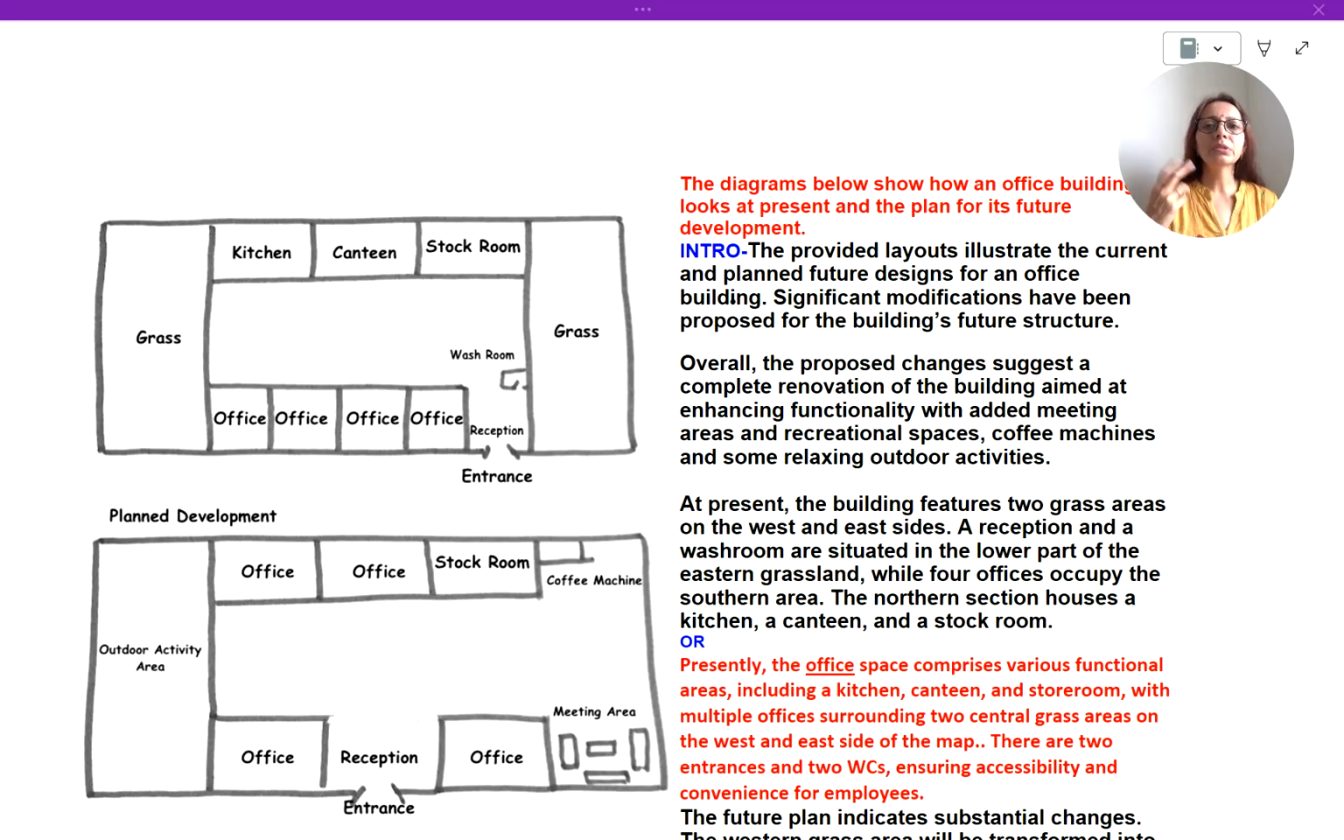Now, significant changes or modifications have been proposed for the building's future structure. Significant transformation has been proposed for the building's future structure. So I am giving you synonyms side by side also. Whatever comes to my mind, I am just explaining it to you. Now this is your introduction. So simple, you have just paraphrased the question.